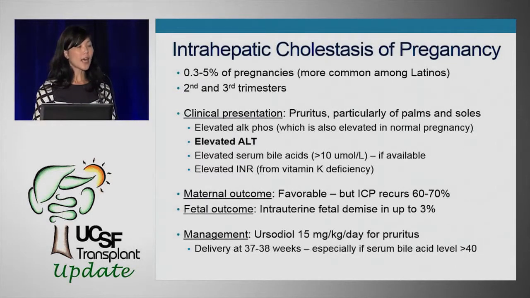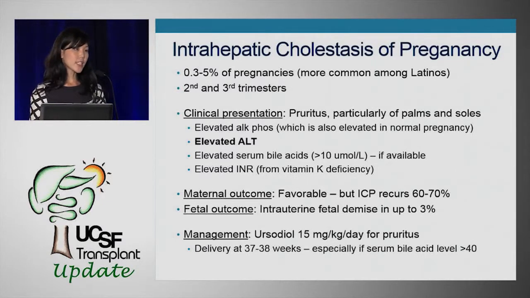There is an ethnic predominance among Latinos. It can be seen initially in the second trimester, but becomes more severe by the third trimester. The clinical presentation is pretty classic. It's severe pruritus, particularly on the palms and soles, and you can tell a pregnant woman has ICP when they come in with excoriations. Really, a woman who has pruritus, palms and soles, excoriations, and abnormalities in the liver enzymes really has ICP until proven otherwise.